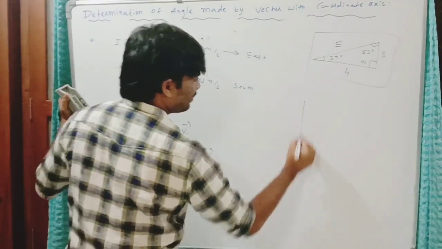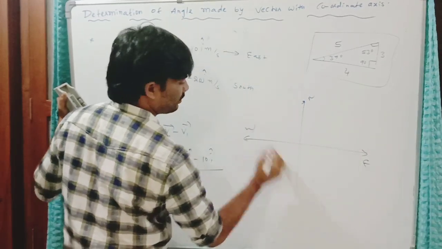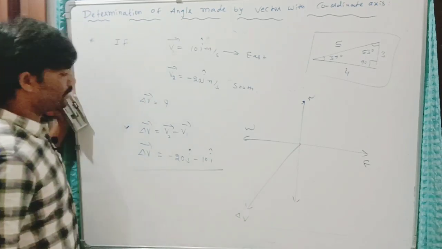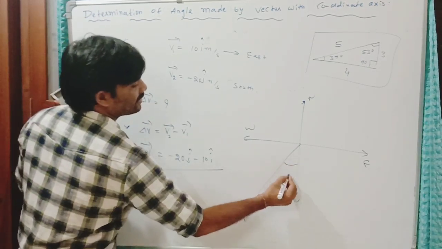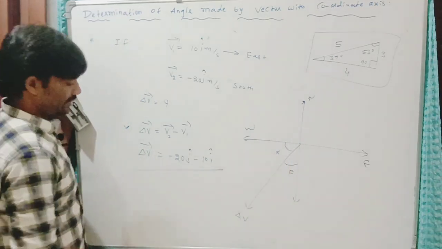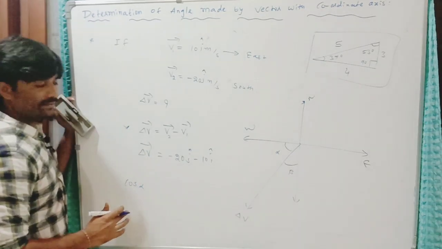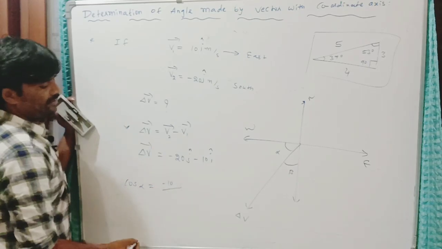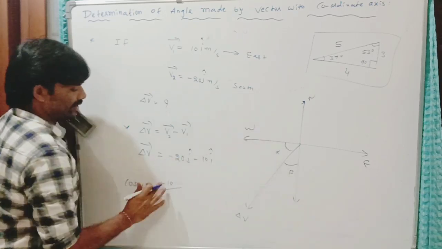Third quadrant means what? You can see here: this is north, east, west, south. This is the direction of change in velocity. It is closer to what? The j component is more, so it is closer to the y axis. So this is beta, this is alpha. Cos alpha is its x component, 10 by the magnitude. No need to take the minus sign, already we are measuring with the negative x axis.